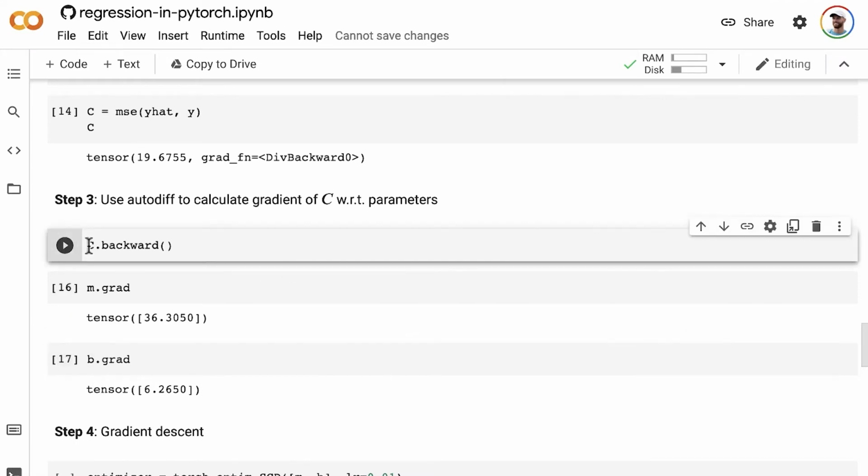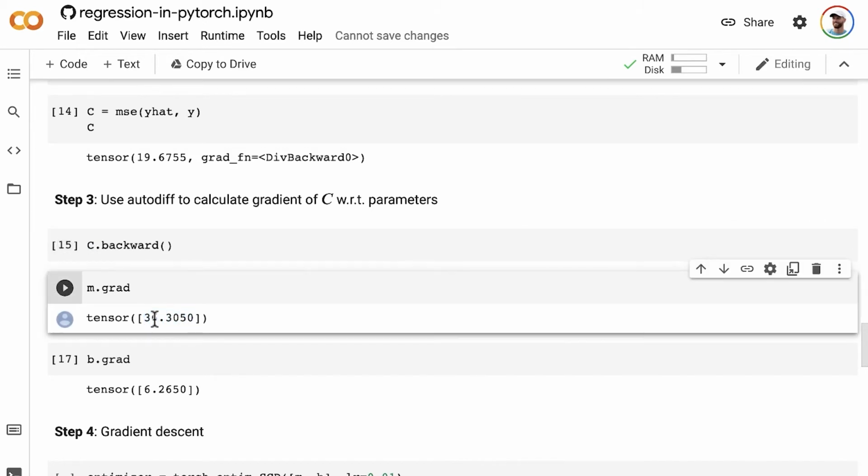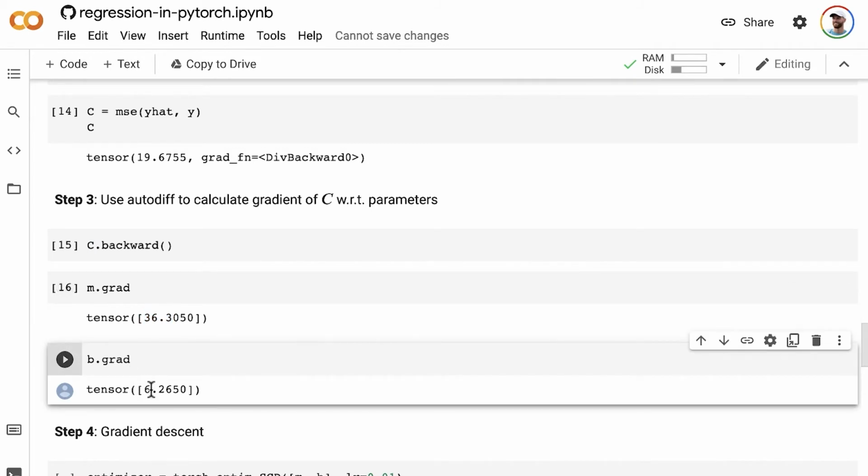And as it happens, the same thing goes for B. So the slope of C with respect to B also turns out to be positive. We have a 6, which also means that there's a positive relationship between cost and the model parameter B. So if we were to reduce the parameter B somewhat, that would correspond to a reduction in cost. Now, it's worth noting here that because the slope is much larger for cost with respect to M relative to cost with respect to B, it means that a reduction in M is going to have a much bigger impact on C relative to that same reduction in B. Okay, so that's step 3.